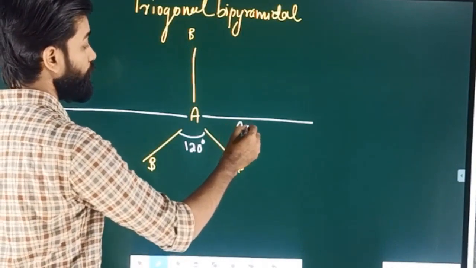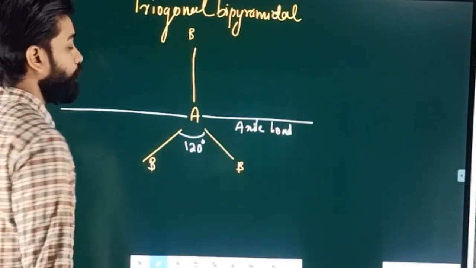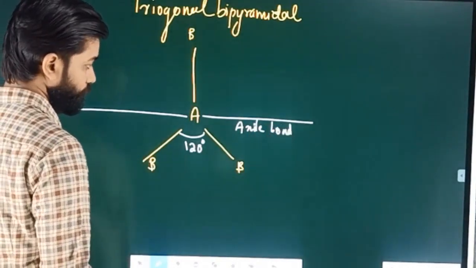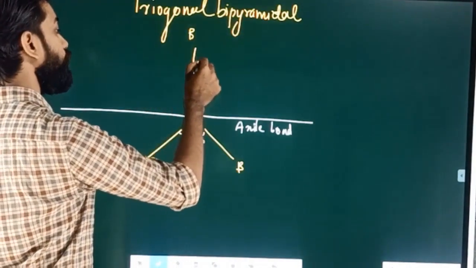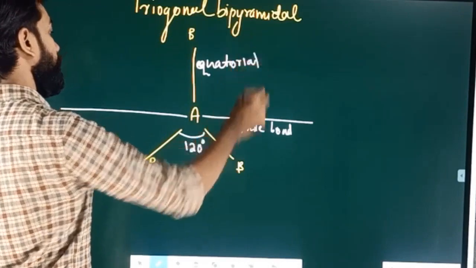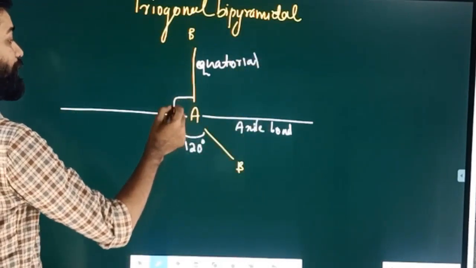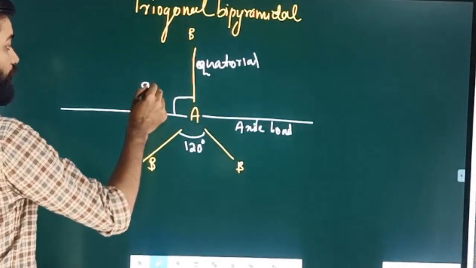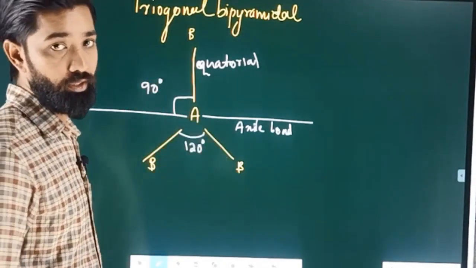And this bond is said to be the axial bond. And this bond is known as the equatorial bond. So there are actually 3 equatorial bonds and 2 axial bonds, where the bond angle between axial bond and equatorial bond is 90 degrees, and the bond angle between equatorial and equatorial bond is 120 degrees.